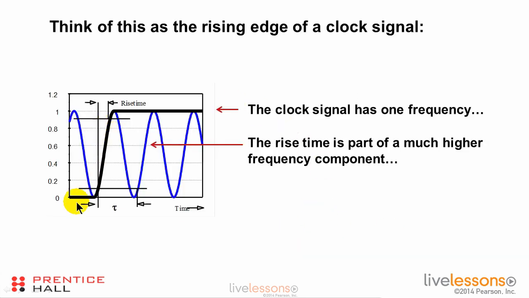Now, if we think about this as part of a clock signal, later this is going to come back down again, and there's a frequency associated with this clock signal. And we look at this rise time, and we look at the waveform for which this rise time is 1/3 of the period. There is an underlying sine wave here that has a much higher frequency than the clock signal.